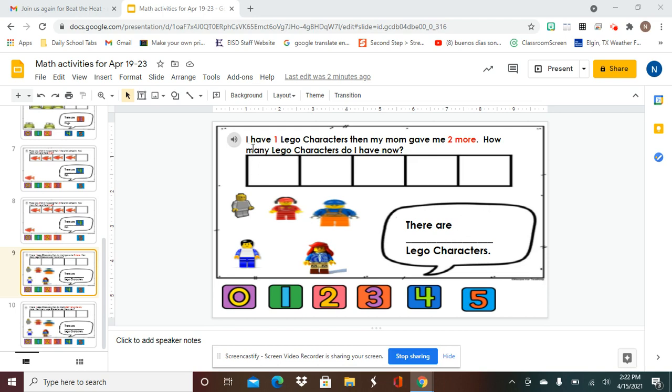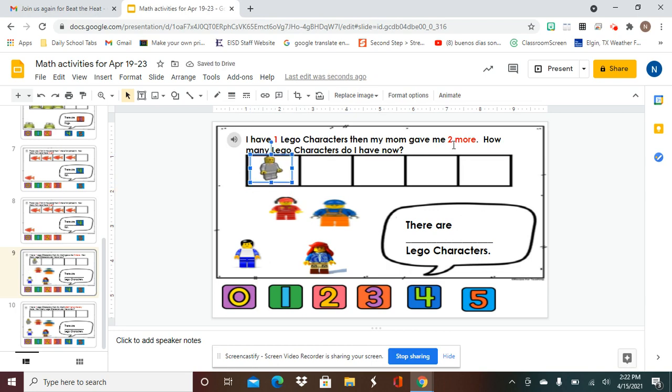Let me read the first word problem. I have 1 Lego character. Then my mom gave me 2 more. How many Lego characters do I have now? Okay. So remember, I put in red the numbers we're going to be adding. So it's 1 and 2. So how many Lego characters did I have first? I had 1, right? So let me move this one up here.